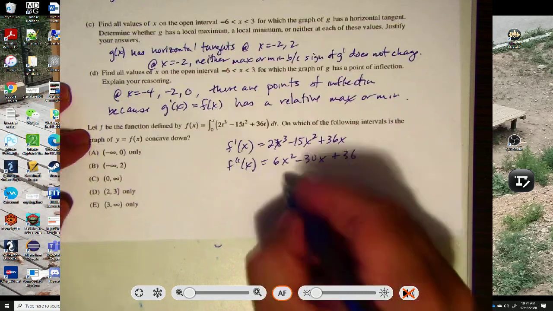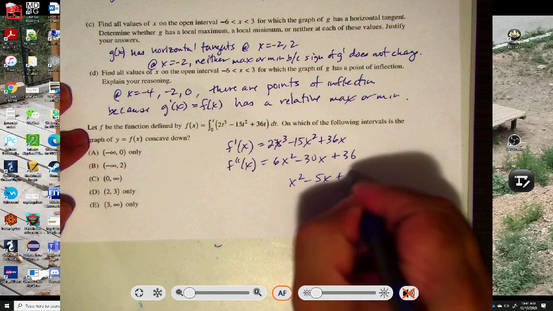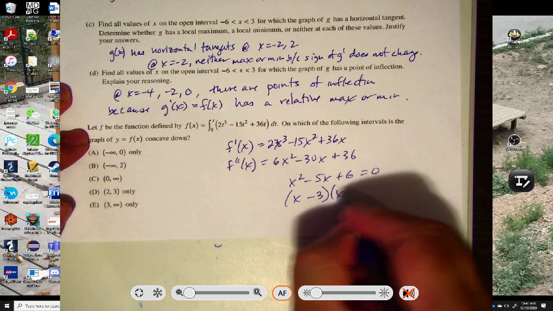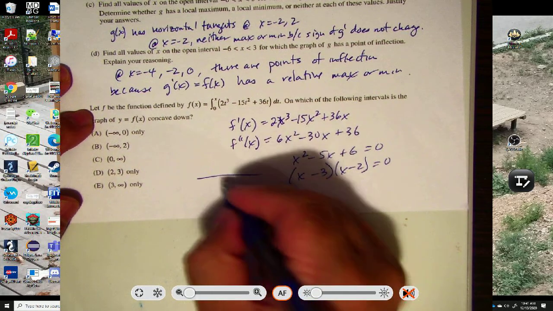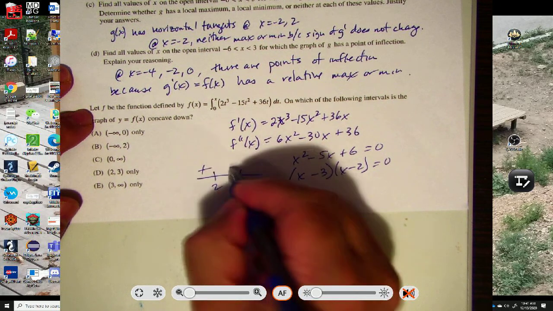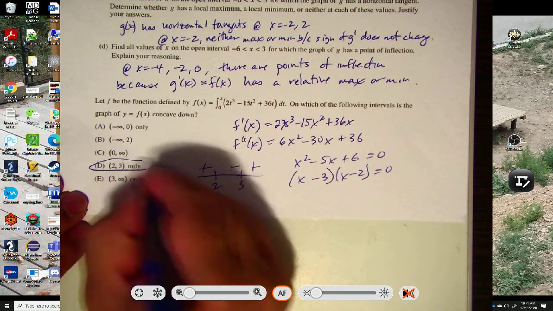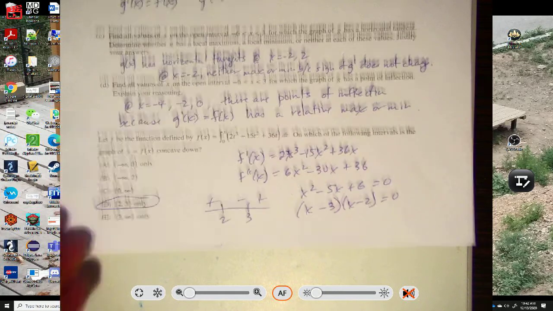Set that equal to 0 and divide by 6. That'll be x squared minus 5x plus 6 equals 0. So it's x minus 3, x minus 2 equals 0. If I made a sign chart of this, we have 2 and 3. This is a parabola concave up, so it's plus, negative, positive. We want concave down, so it's only on 2 to 3. So it's only D. And that's the answer, and that's the end of the accumulator function notes.